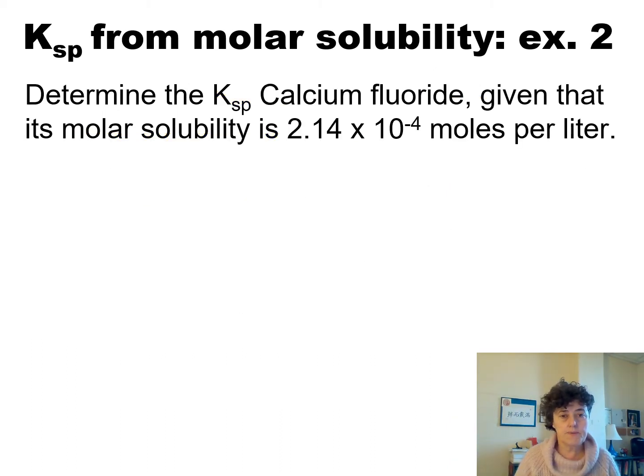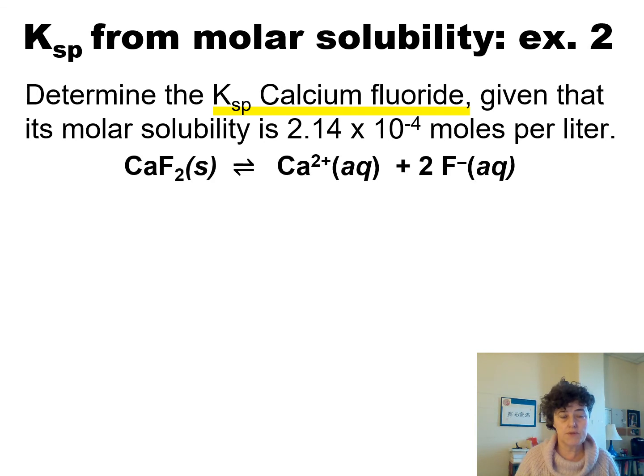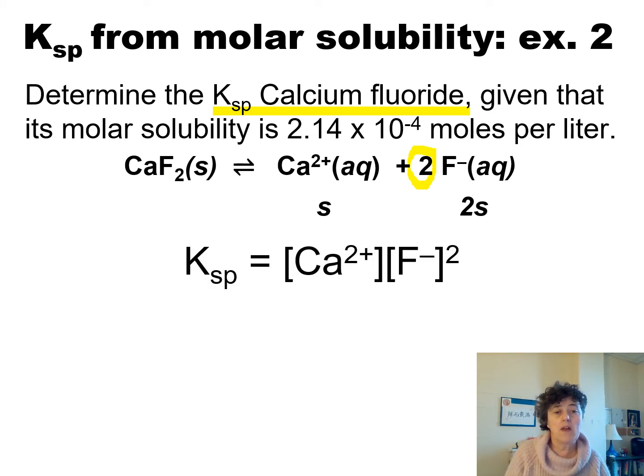In this example, we need to determine the Ksp of calcium fluoride. So the formula of calcium fluoride is CaF2. So the first thing you want to do is write the equilibrium for the dissolution of calcium fluoride, and balance it obviously, so you will immediately notice that there is a coefficient of 2 in front of the fluoride. So the first consequence of this is that the concentration of the fluoride is always going to be twice as big as the concentration of the calcium. When we write the Ksp, we need to remember to add an exponent of 2 to the concentration of the fluoride.